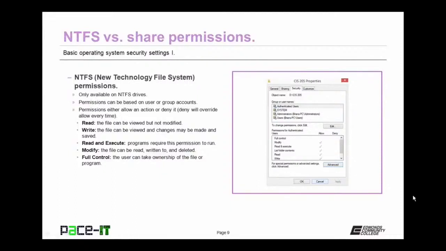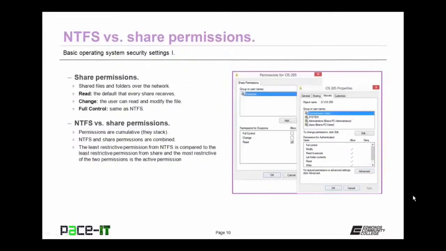Now those permissions are read, the file can be viewed but not modified. Write, the file can be viewed and changes may be saved to the file, but it can't be deleted. Read and execute. Programs require this permission to run. There's modify. The file can be read, it can be written to, and it can be deleted. And then there's full control. The user can take ownership of the file or program.